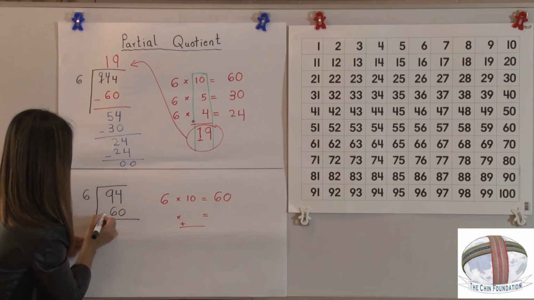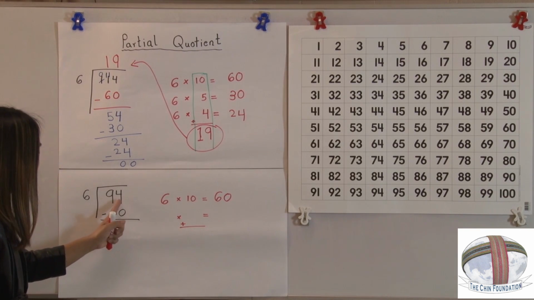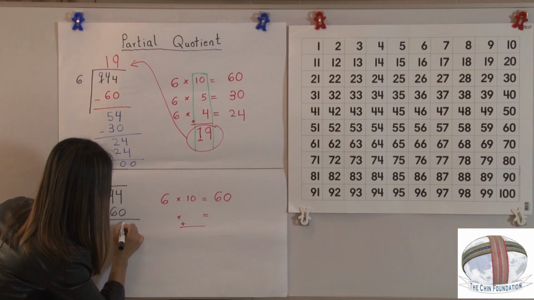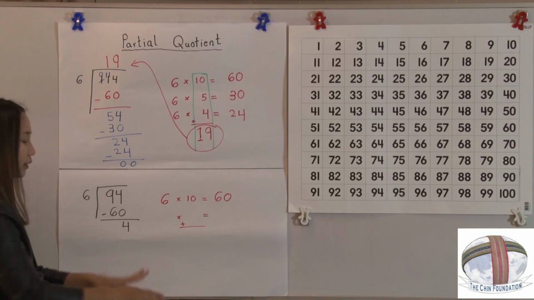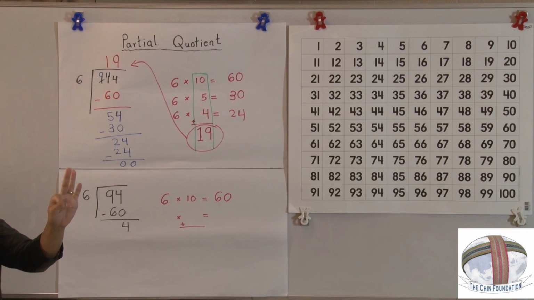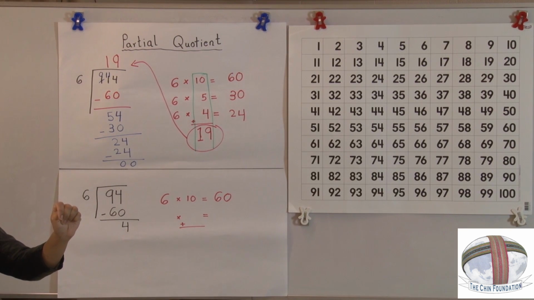Okay. Now I need to minus. 4 minus 0 is 4. 9 minus 6. 9, take away 6. 1, 2, 3, 4, 5, 6. So how many left? 3.